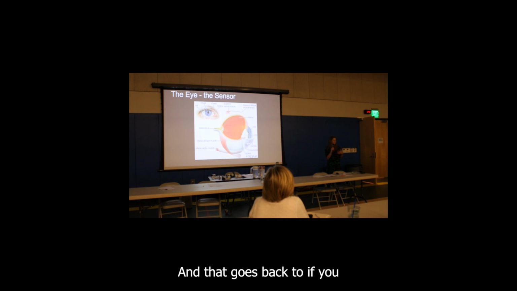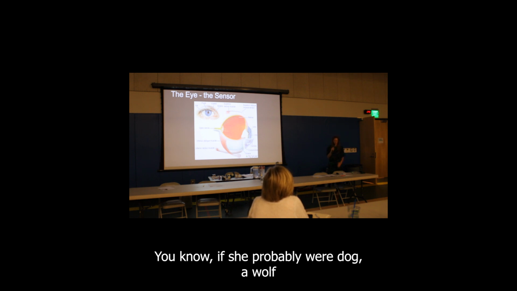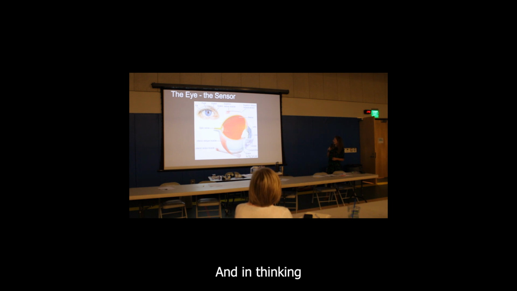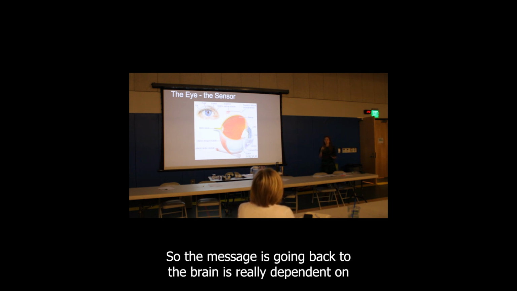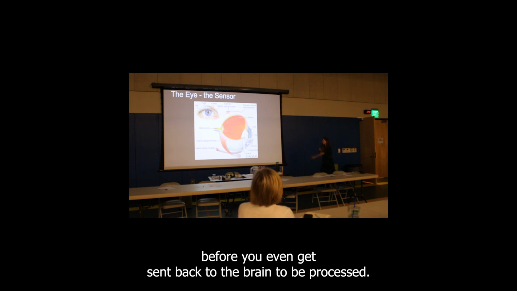And that goes back to, if you think about evolution and what different species have to do to survive, she probably, or a dog, a wolf, would have to really detect movement in order to react, in order to chase prey. And in thinking about the entire visual system from the eye to the brain, the message going back to the brain is really dependent on these structures being intact, getting that really clear image before it even gets sent back to the brain to be processed.